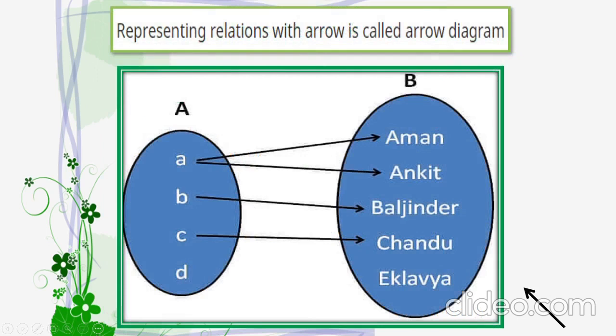Representing relations with arrows is called an arrow diagram. Here what we do, we make two ovals and in the first set we write all the elements and in the second set we write all the elements of the second set. Then we make these arrows, which is called mapping. Like first element A is related to Aman and Ankit both, so we will make two arrows. B is related to this name Baljinder and C is related to Chandu. D is not related to any of the names and we don't have the initial letter of this name Eklavya. So they will be as it is.